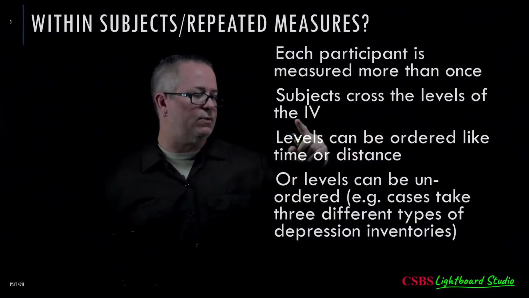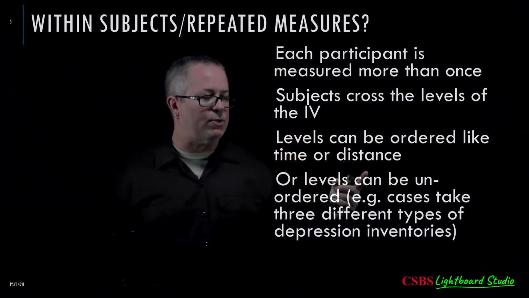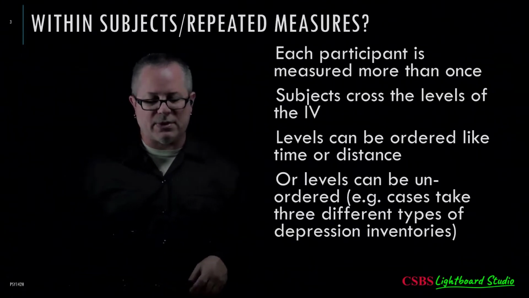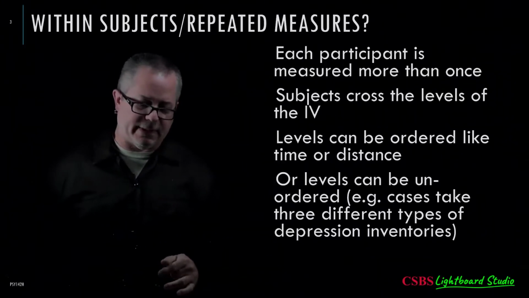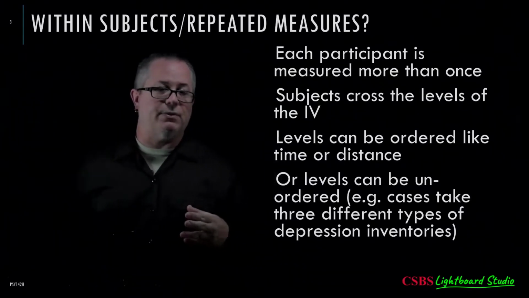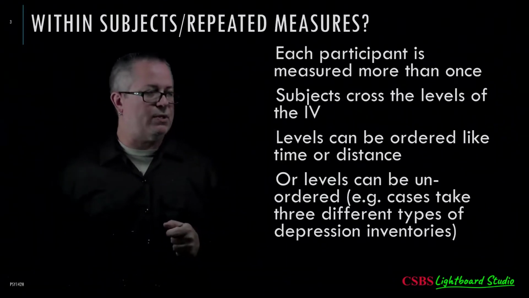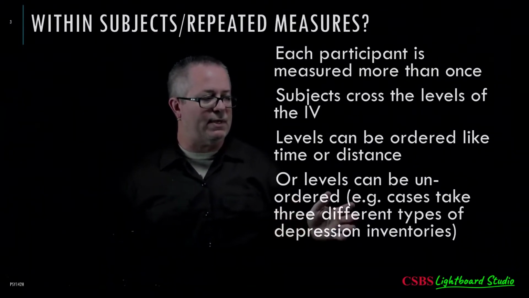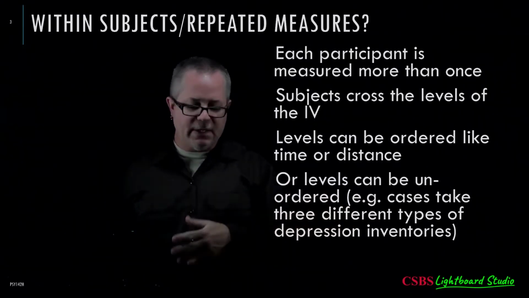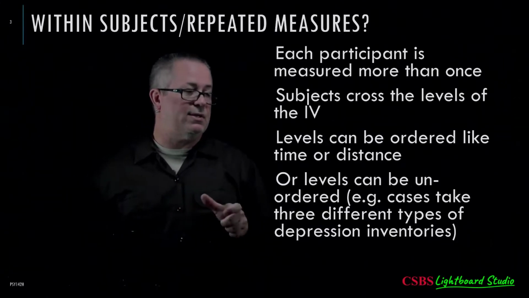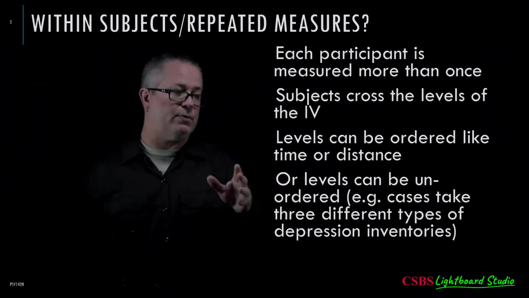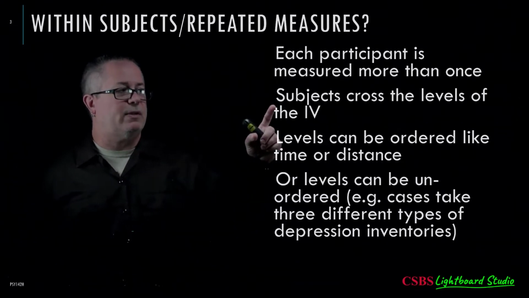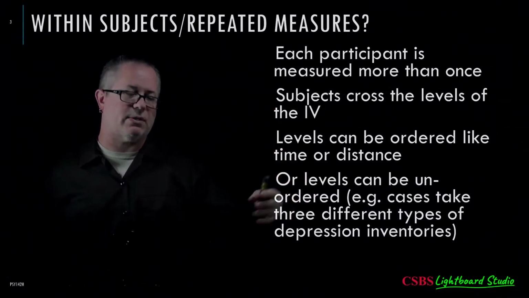So subjects cross the levels of the IV. Levels can be ordered like time or distance, right? It can be time 1, time 2, time 3, time 4. Sometimes, though, they can be multiple measures taken all at the same time. For instance, if you sit down to do an EEG, we have different sites all over, that can be seen as repeated measures in the sense of multiple sites being measured simultaneously. If you take 3 different types of depression inventories, you can actually compare across those. You can take the CESD, the Center for Epidemiological Studies Depression scale, and the Beck Depression Inventory, and we can use those as different repeated measures. But more likely, it is the same subject being used in order across time, like a pre-test, post-test, that kind of thing.